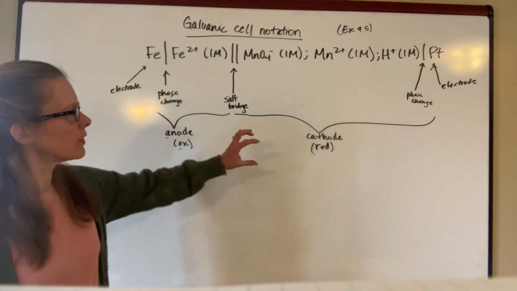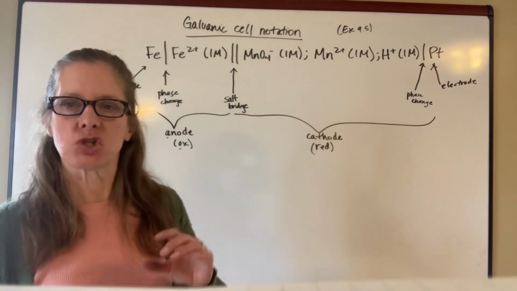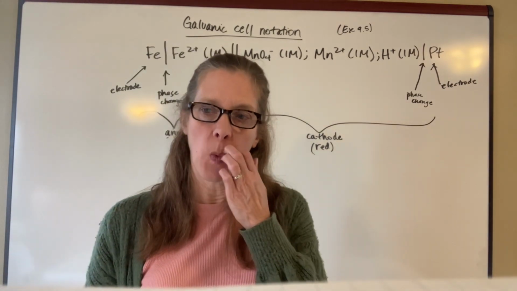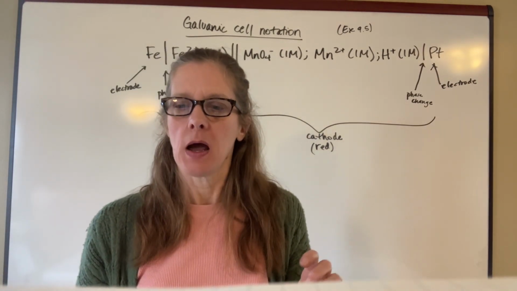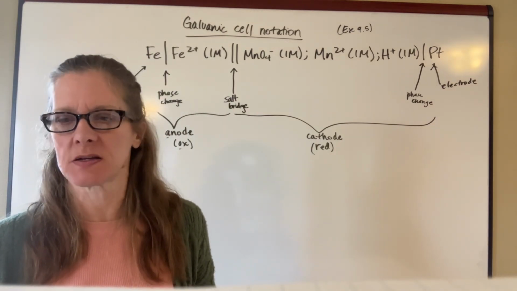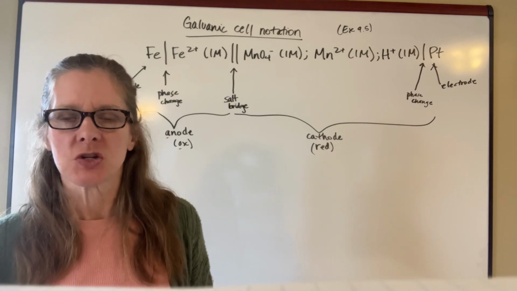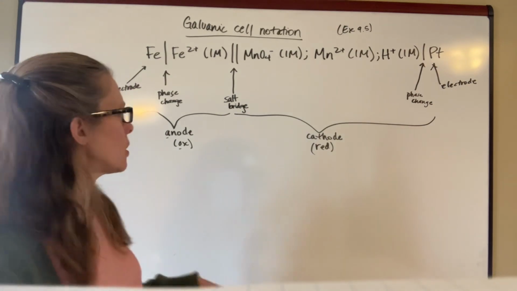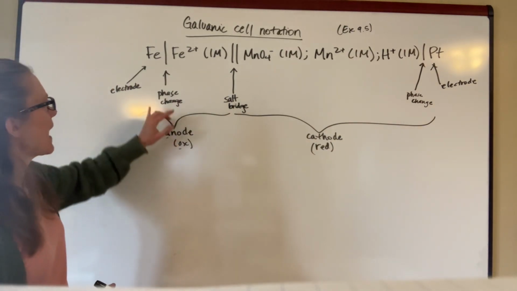Now, armed with that information, I should be able to figure out what my two half reactions are, what the overall reaction is, what the cell potential is. I can diagram everything out. So let's take it one piece at a time. Let's start with what is going to happen here.